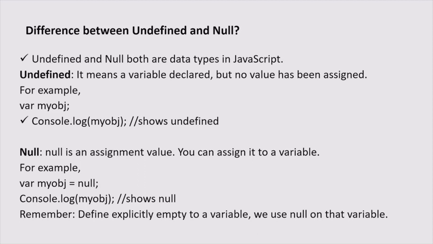Null is an assignment value. You can assign it to a variable. For example, var myobj = null, console.log returns the null value. So I have assigned the null value, so it returns the null value. Remember that to define an explicit empty value for a variable, we use null on that variable.